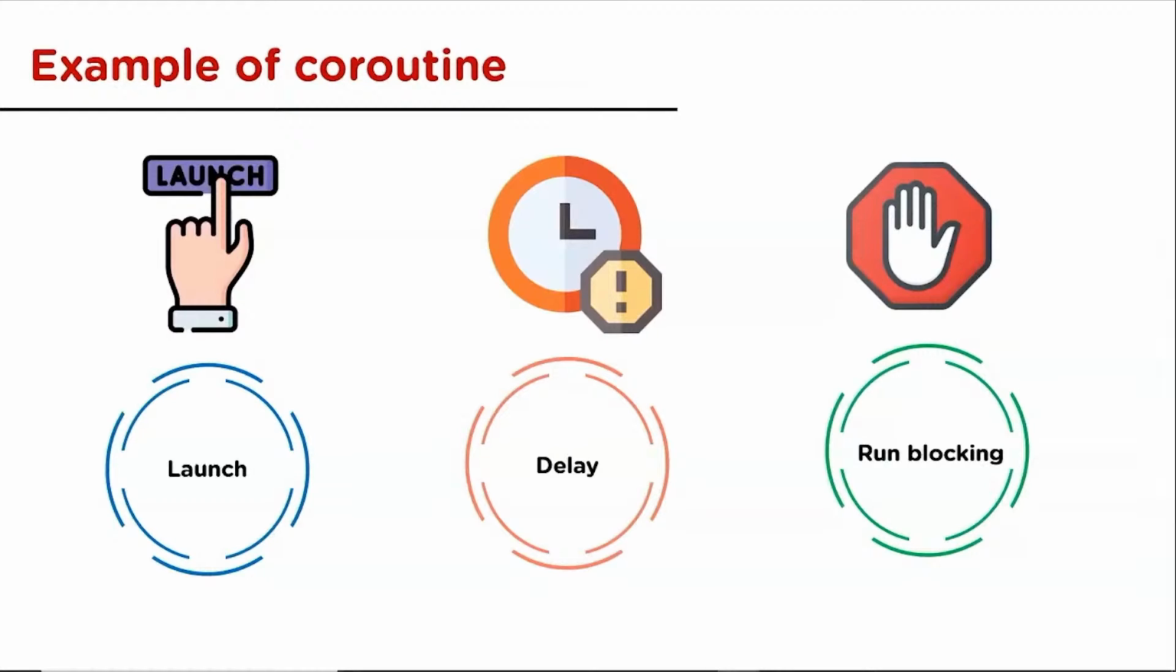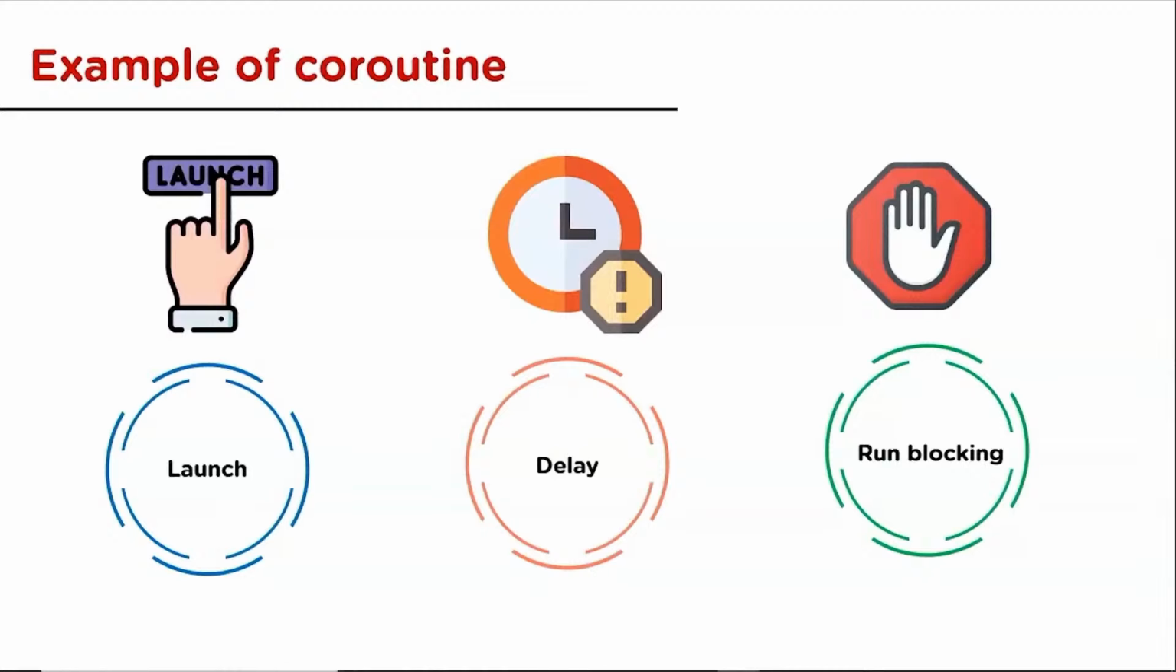Now next is delay. Delay is a suspending function, which is used to suspend a function for a particular time and resume it after that time. It doesn't really block the underlying thread, but allows other coroutines to run and use the underlying thread. Also, it is a cancelable function.